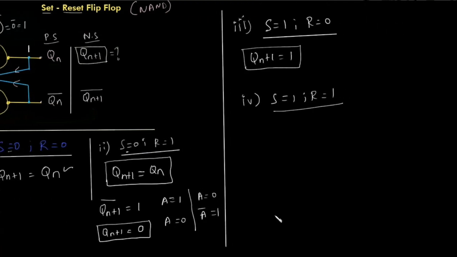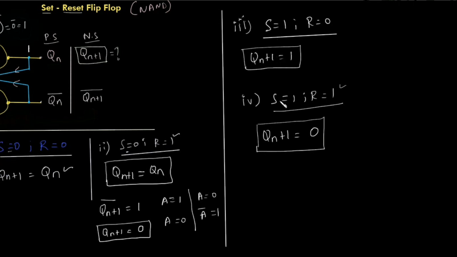Qn plus 1 is 0, right. Why especially case number 2? Because you can see in case number 2, R is equal to 1, right? In case 4 also, R is equal to 1. So in this case, you can see Qn plus 1 is equal to 0, right? In the previous case, you see S equal to 1, and in this case also S equal to 1.